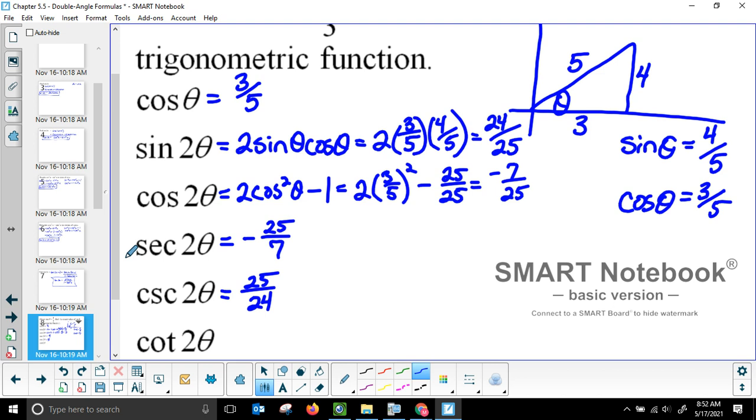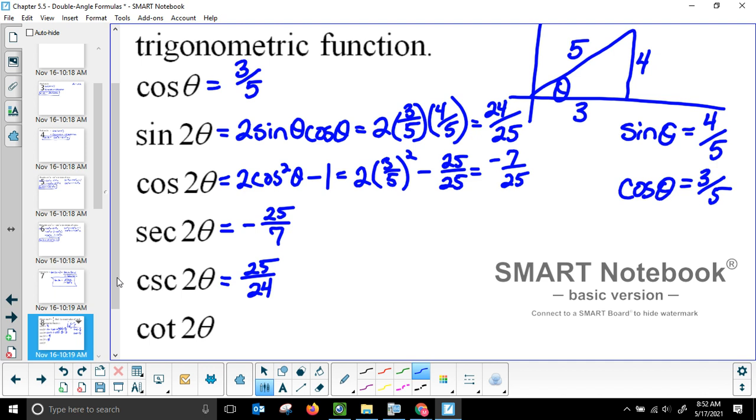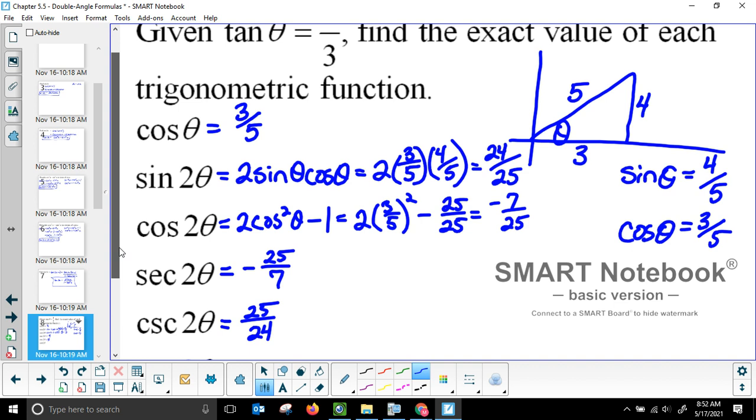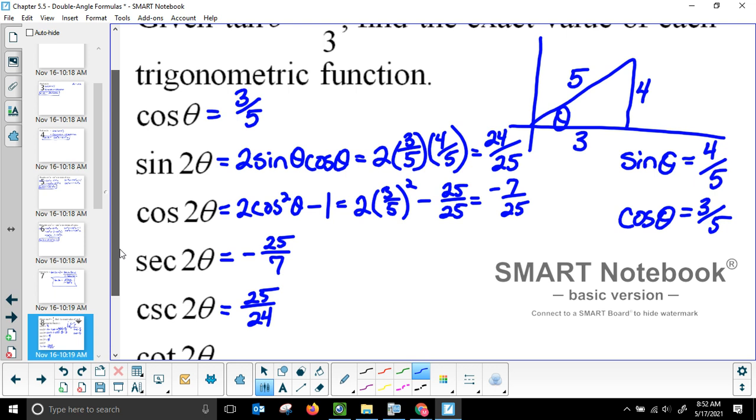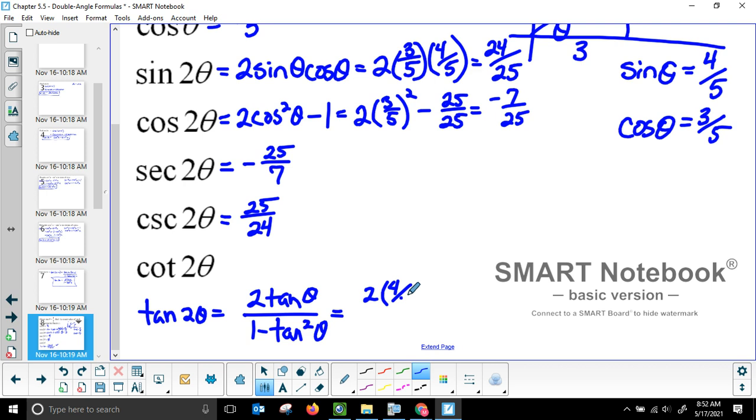All right, now, we do not have tangent of 2 theta, so we can't just do the reciprocal. So let's go ahead and find tangent of 2 theta. All right, so tan of 2 theta is equal to 2 times tan of theta over 1 minus tan squared theta. Well, our tan theta from up here that was given to us is 4/3. So this is 2 times 4/3 over 1 minus 4/3 squared. So up here we're going to have 8/3 over, this is going to be 16/9, so 9 over 9 minus 16 over 9 is going to be negative 7 over 9.